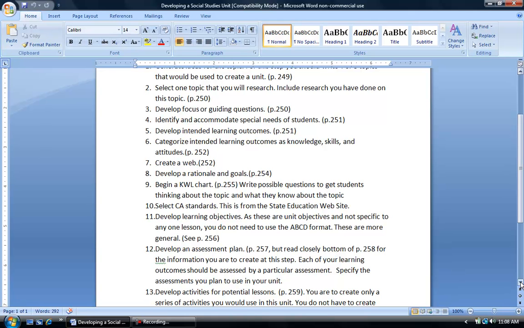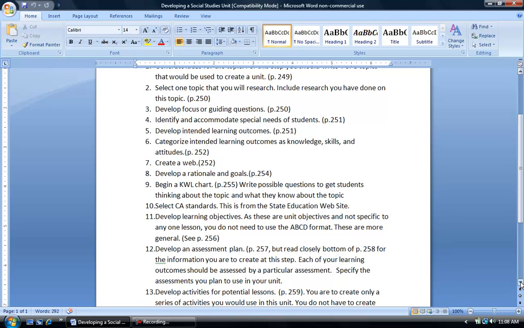Step 12, you are to develop an assessment plan. Now what I want you to do is to read page 257 about developing an assessment plan, but I really want you to focus on the bottom paragraph on page 258 for the information that you are to use in this step. Now each of your learning outcomes should be assessed by a particular assessment. I want you to specify the assessments you plan to use in your unit, and then I want you to pick one assessment that you're going to further develop.